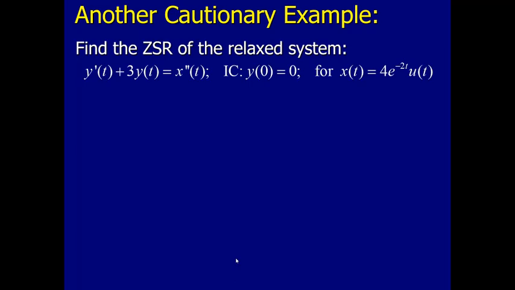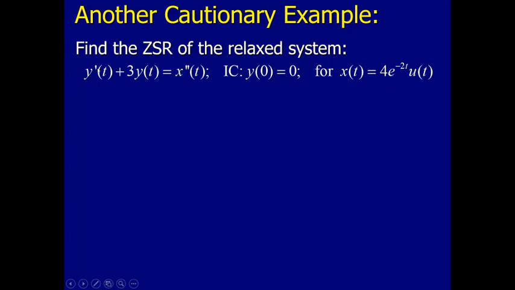Now let's look at another cautionary solution. Here's a simple first-order system: y prime of t plus 3y of t equals the second derivative of the input with respect to time. Only need 1 initial condition to solve this one, so we'll even start with a relaxed system, make it really simple, and say we're going to apply an input that's 4 e to the minus 2t u of t.